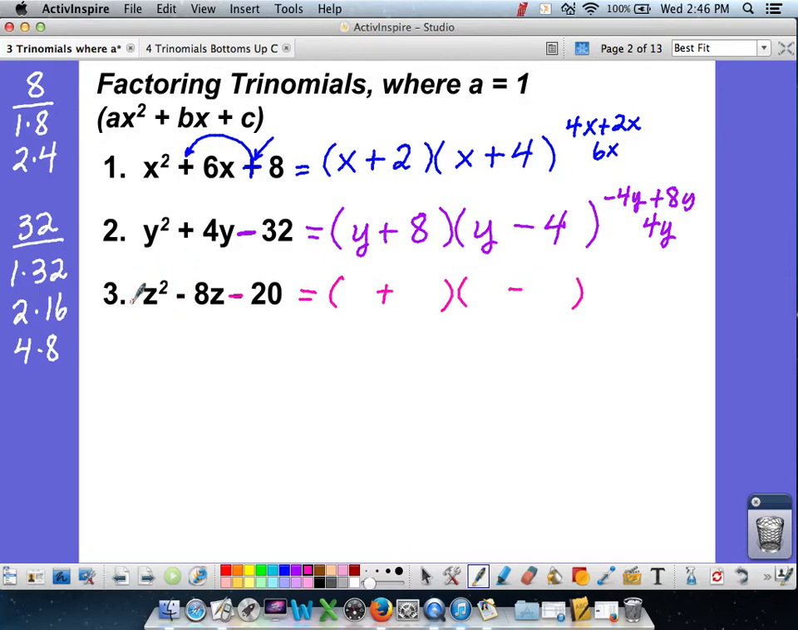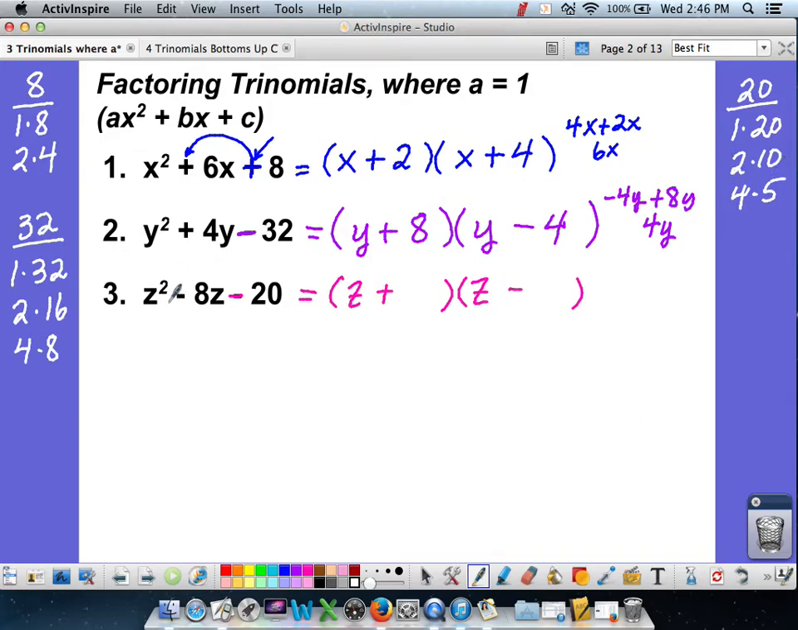Then I have z squared. What are factors of z squared? Z times z gives me z squared. Then what are factors of 20 that subtract and give me 8? Well, factors of 20 are 1 and 20, 2 times 10, 4 times 5. So which one of those subtract and give you 8 is going to be the 2 times 10.